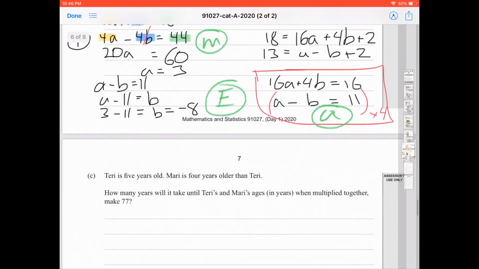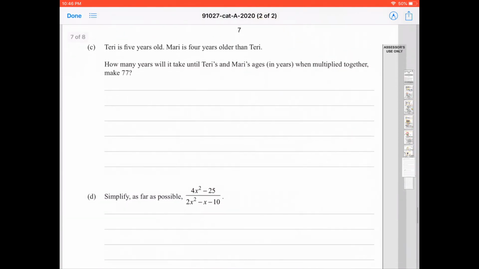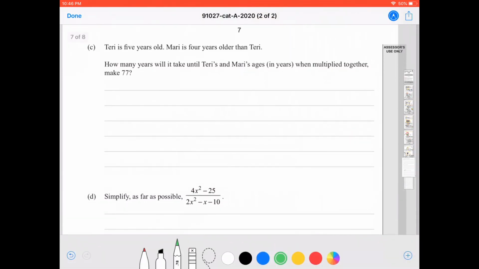Okay, moving on to question 3C. Terry is 5 years old. Murray is 4 years older than Terry. How many years will it take until Terry and Murray's ages in years, when multiplied together, make 77?